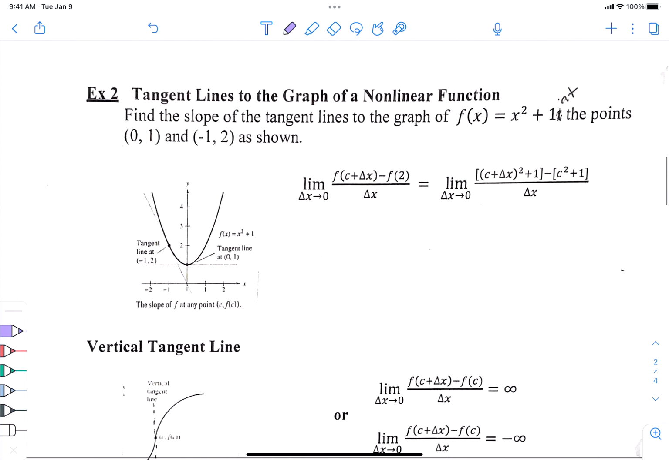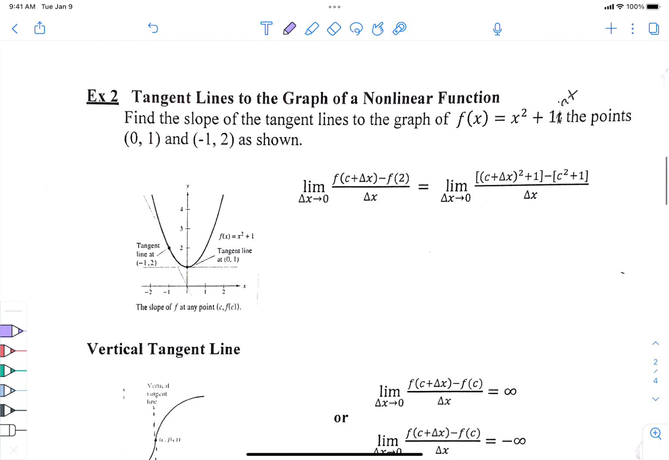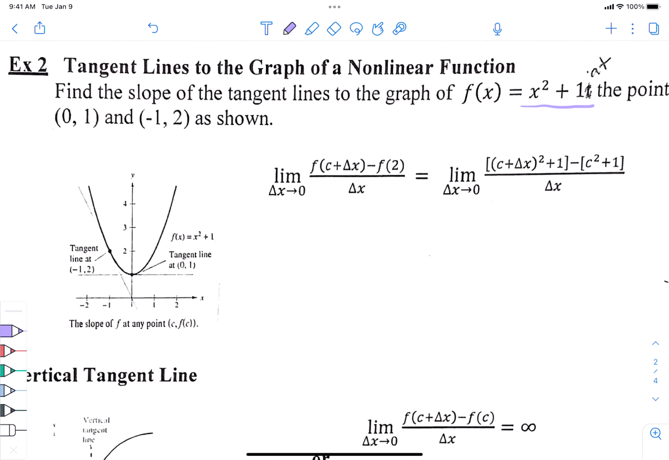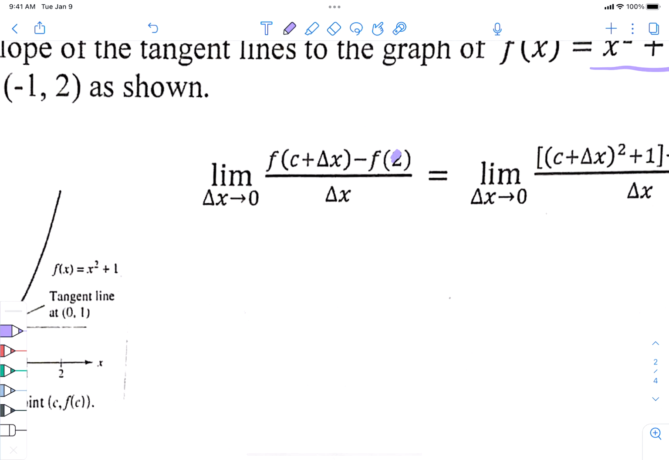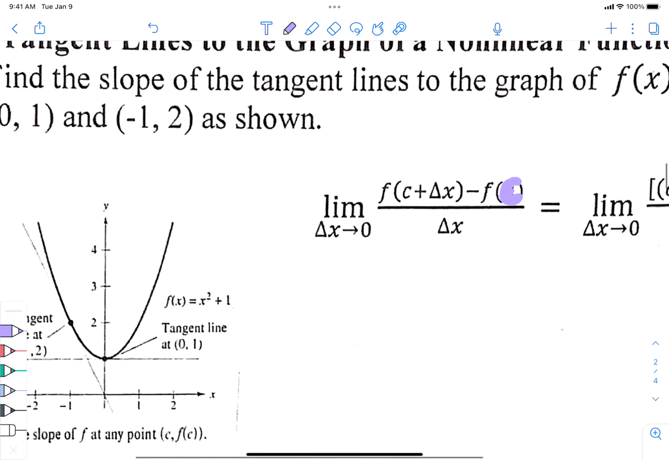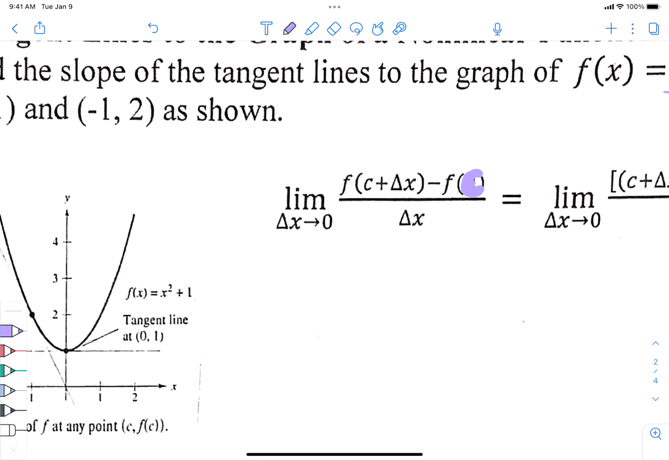All right? So this one is saying find the slope of the tangent lines of the graph of x squared plus 1. I have a typo. At the points 0, 1 and negative 1, 2. I don't know. Copy paste was not my friend. So this should be a c right here, by the way. That little guy.